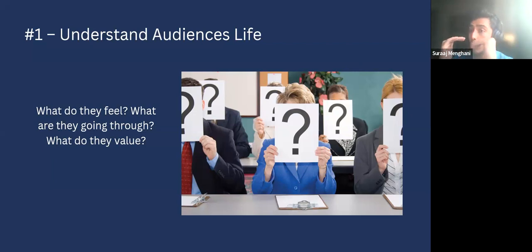Everything happens in a chronological order. So you first do mission, vision, purpose, goals, these four. Then you move ahead and do your other things. Then you make your personas. So understanding your audience's life is important because you are creating audience personas, customer personas.